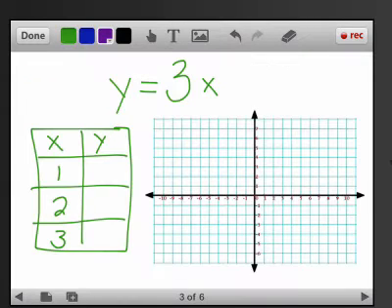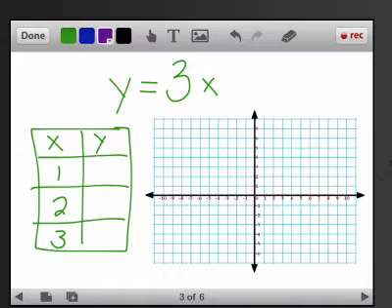Tonight, you are going to be given an equation. For example, the equation is y equals 3x. You need to fill out the chart and figure out what y would equal. And our second step then is to graph them. Let's take a look. This should be a review.